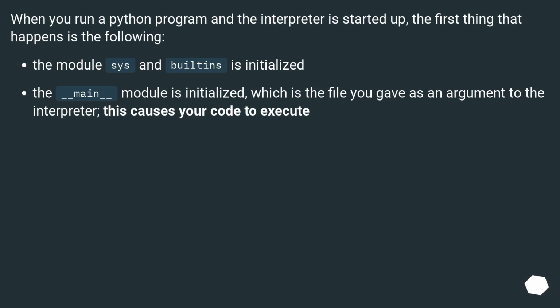When you run a Python program and the interpreter is started up, the first thing that happens is the following. The module sys in builtins is initialized. The __main__ module is initialized, which is the file you gave as an argument to the interpreter. This causes your code to execute.